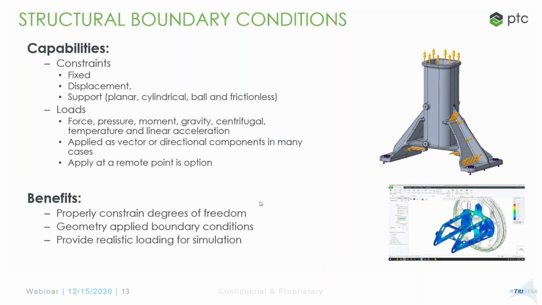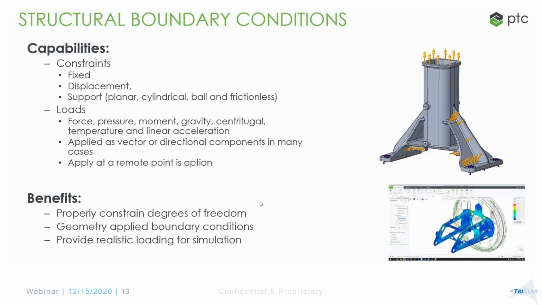Constraint-wise, you have your typical fixed constraint. You can apply enforced deflection, for example. You have planar, cylindrical, ball, and frictionless. Say you don't want the geometry to move normal to the surface itself, however it can slide. That would be a frictionless support, right?